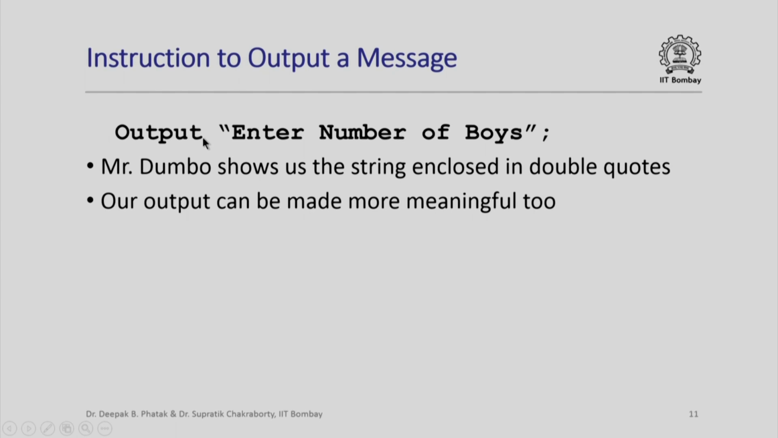In exactly the same fashion, we can use the same output instruction to make our output more meaningful, namely the final value of n students which Mr. Dumbo has to show us. Instead of asking Mr. Dumbo just to say output n students, we can actually output first a string like this, not enter number of boys, but let us say total number of students in the class, and then output that value.